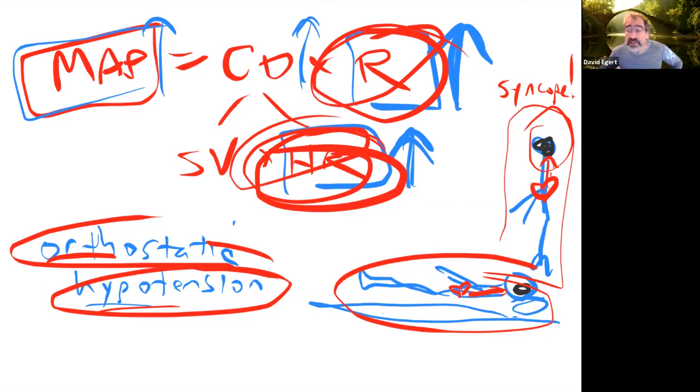The main chemical control, there are a variety of things. The one I'm going to focus on right now is called the renin-angiotensin mechanism. So let's focus on that right now.